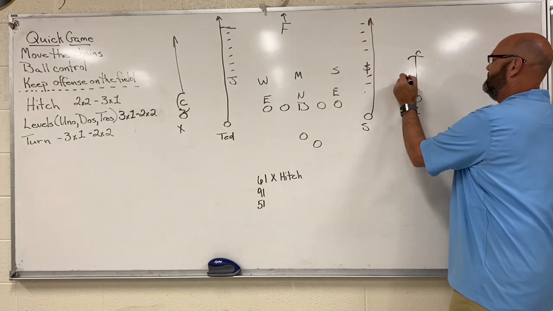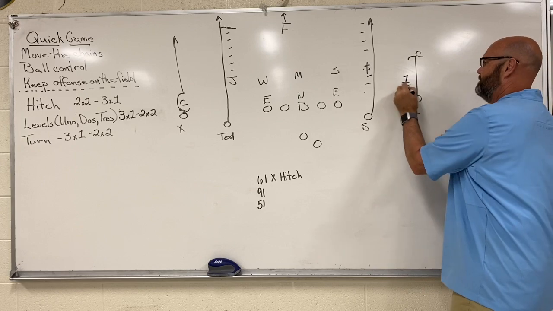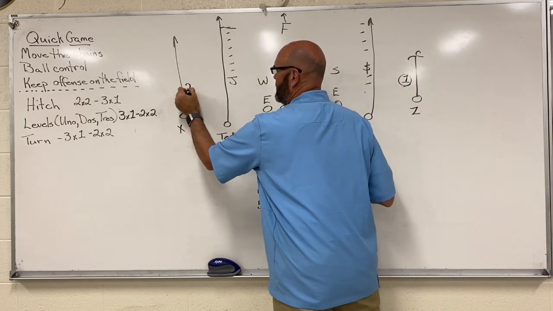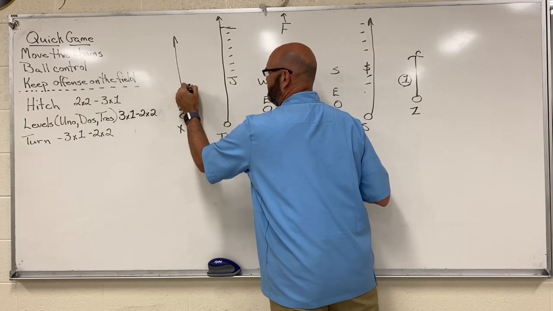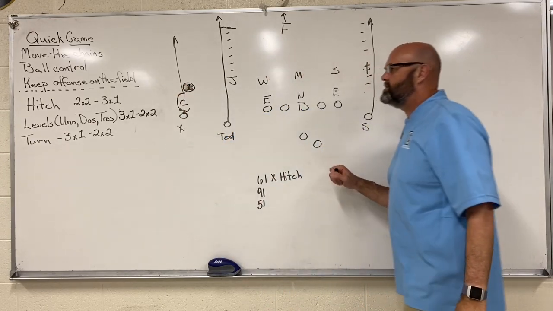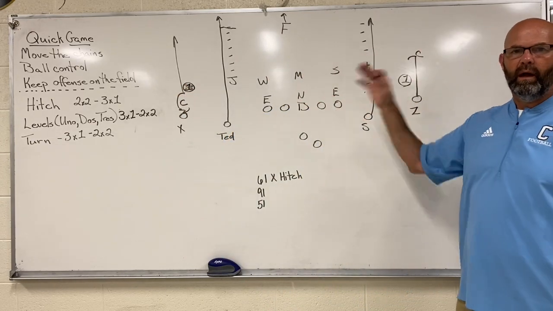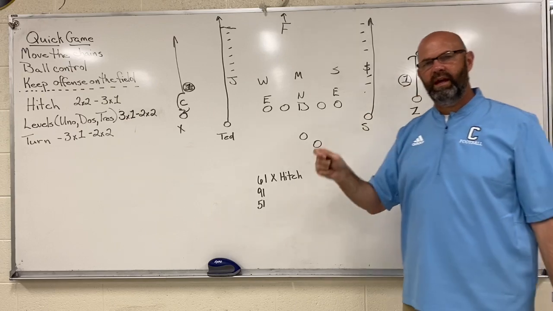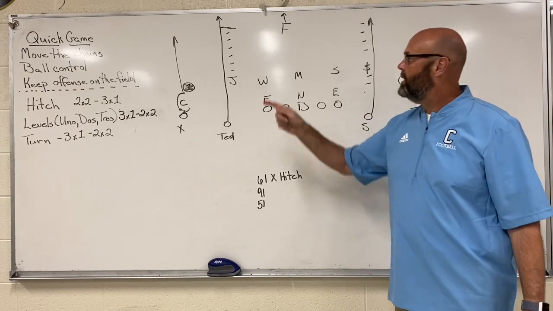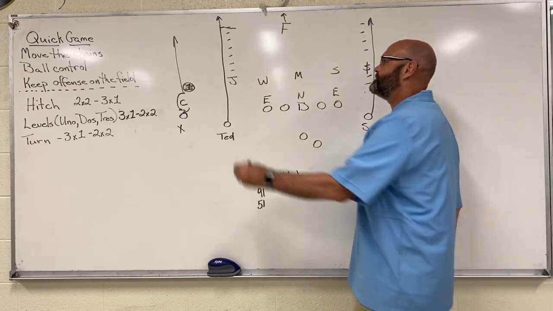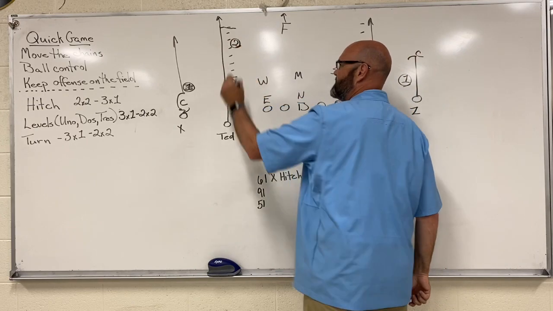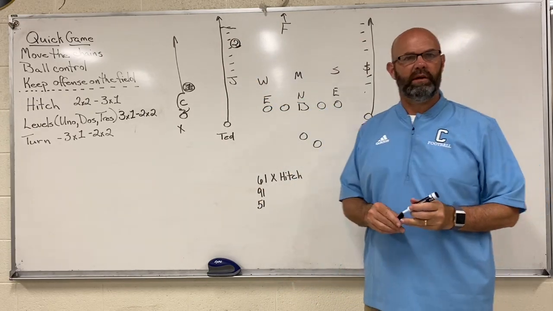It could be this one. The Z could be his first look, or the X could be his first look. So he could look one on either side, but then the next one is always number 2, and that is the safety read. The safety read is our second look. He's our second look after that.